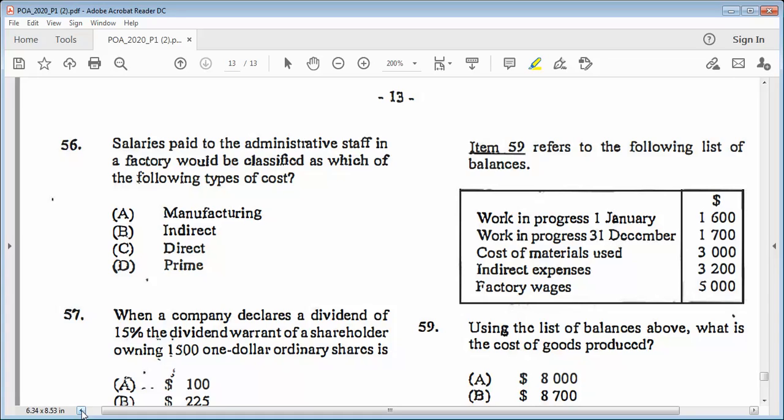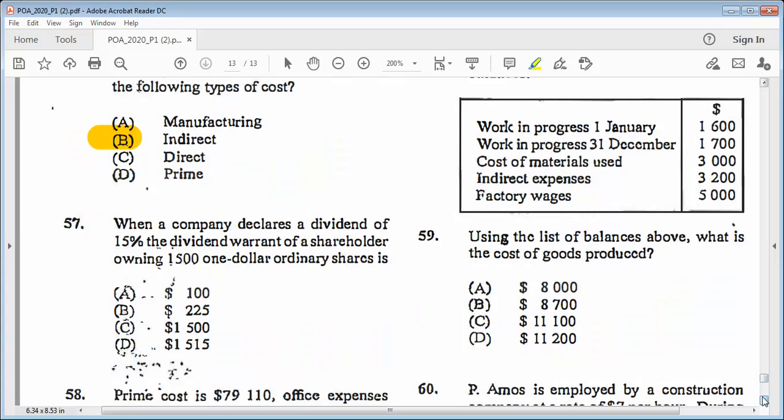What about prime? Now, prime cost is really the sum of all the direct costs. So we know option D would be out, option A would be out. So we know 56, our answer would be C. Sorry, did I say C? B, indirect. It's an error. Our answer is B, indirect. Let's go on to 57.